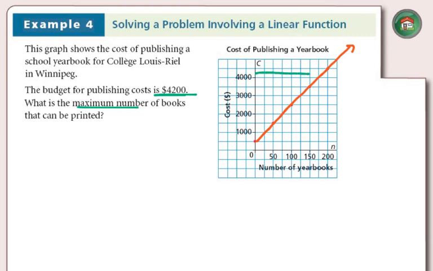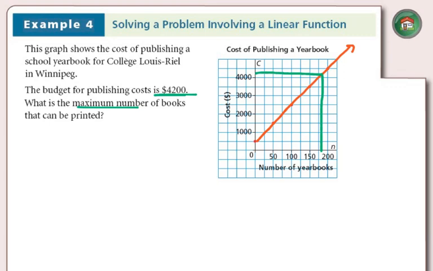And from there we trace across, and we find where the graph is at a height of 4,200. And to determine how many books can be published, we trace that down as best as possible. I'm obviously not drawing very straight. I'll try that again. And that is how many books we can publish.